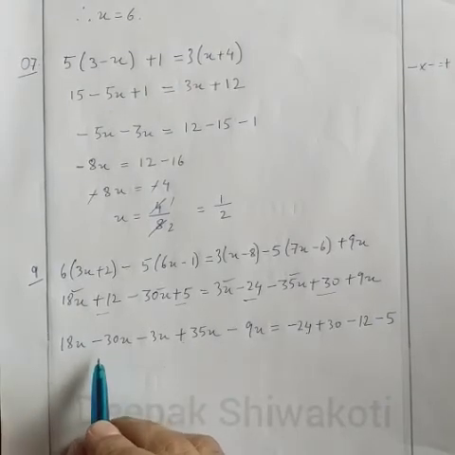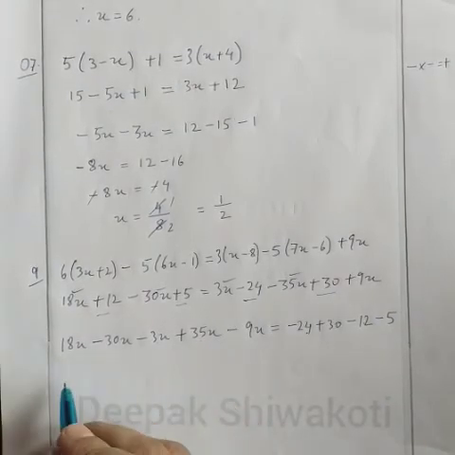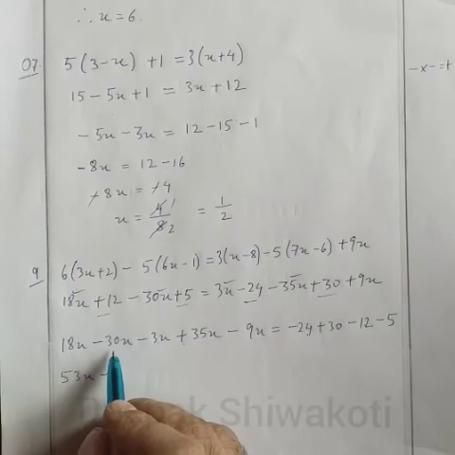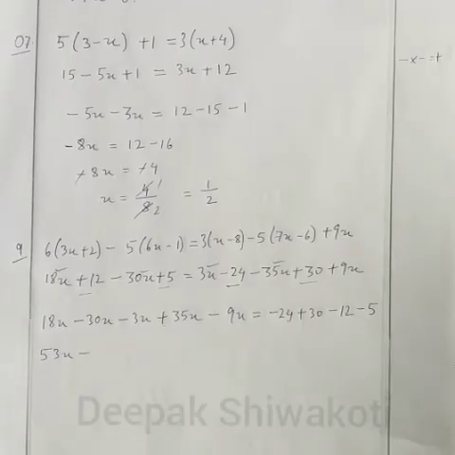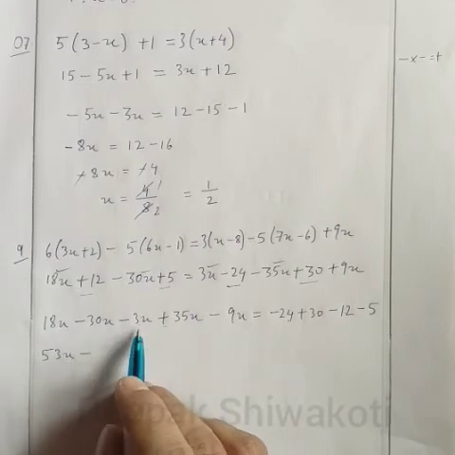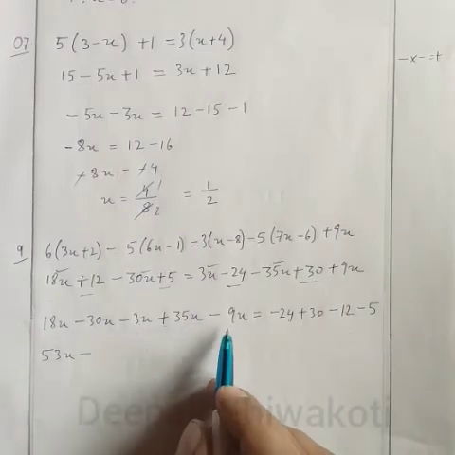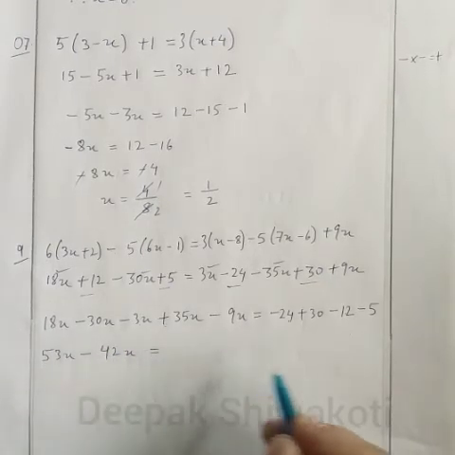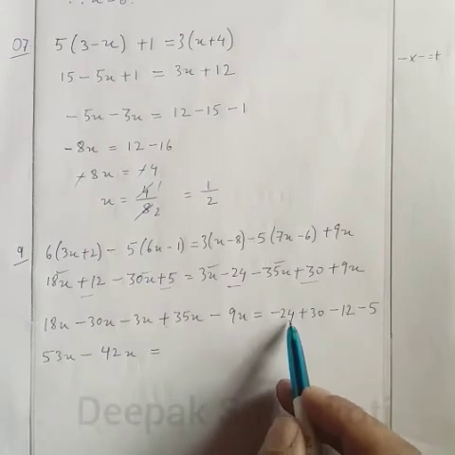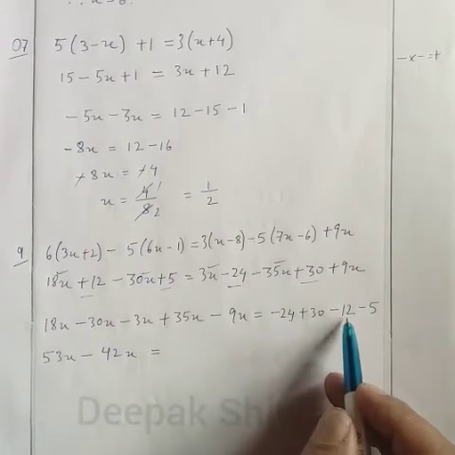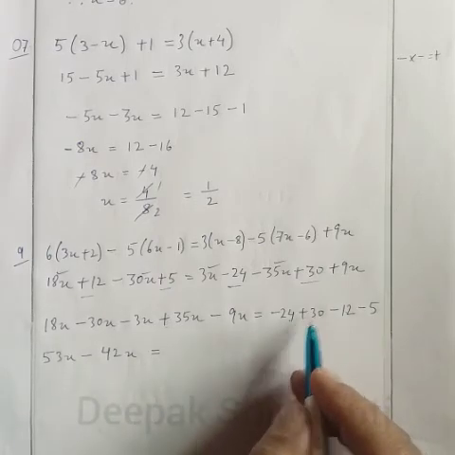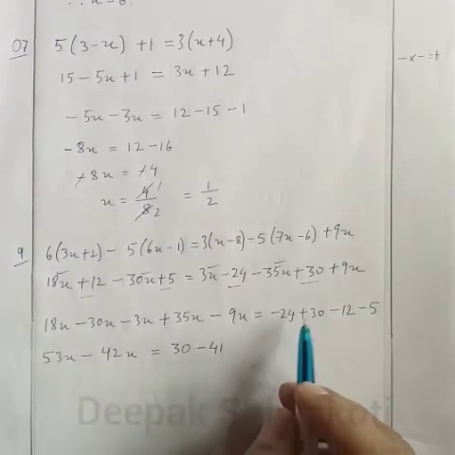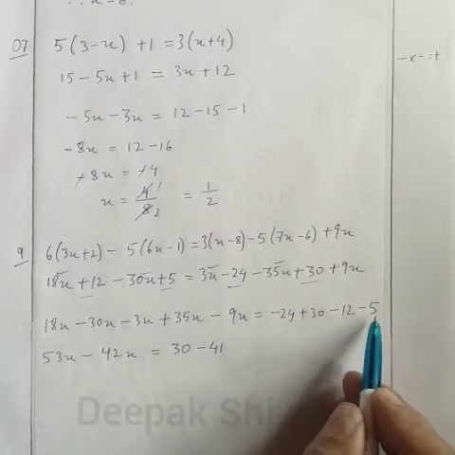now this 18x plus 35x will get 53x, minus this 30, so here minus 30x, minus 3x and minus 9x will give us 42x is equal to this side: minus 24, minus 12, minus 5 will add, and this 30 will keep as it is because this is a positive number, minus 41 we get, when we add this 24, 12 and 5.